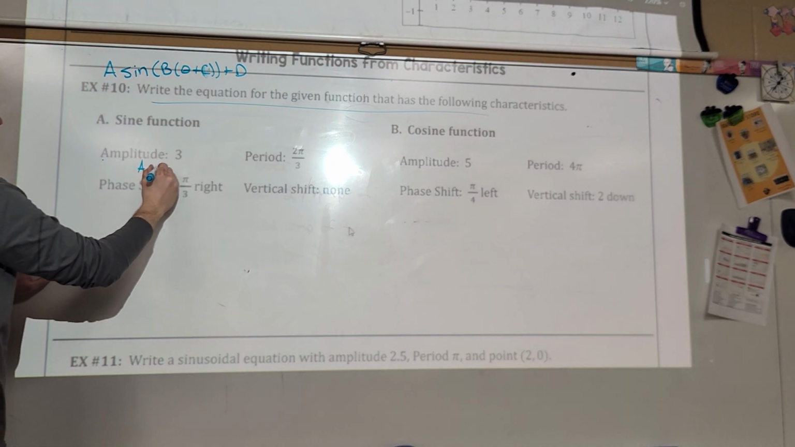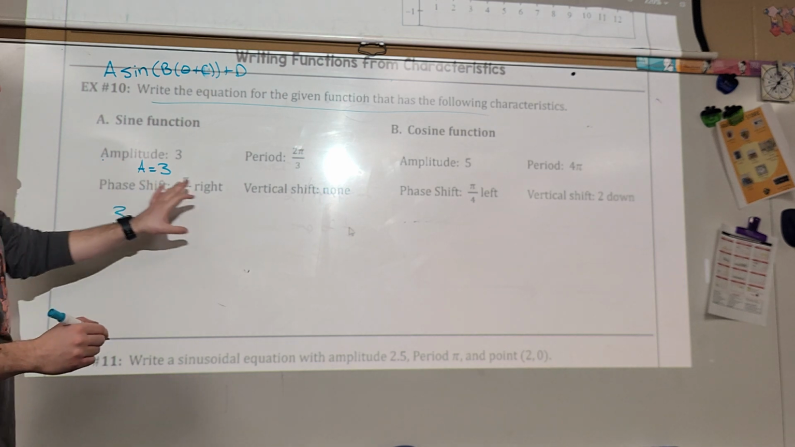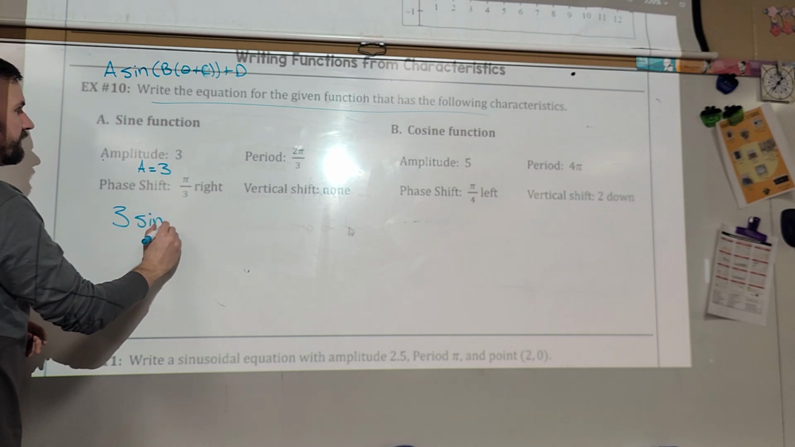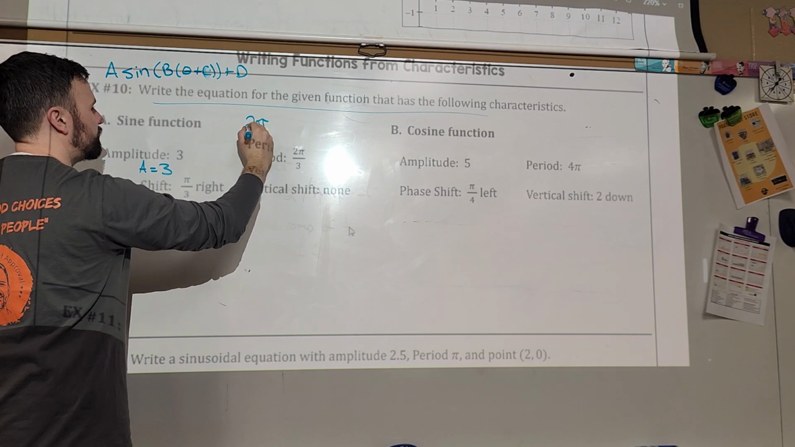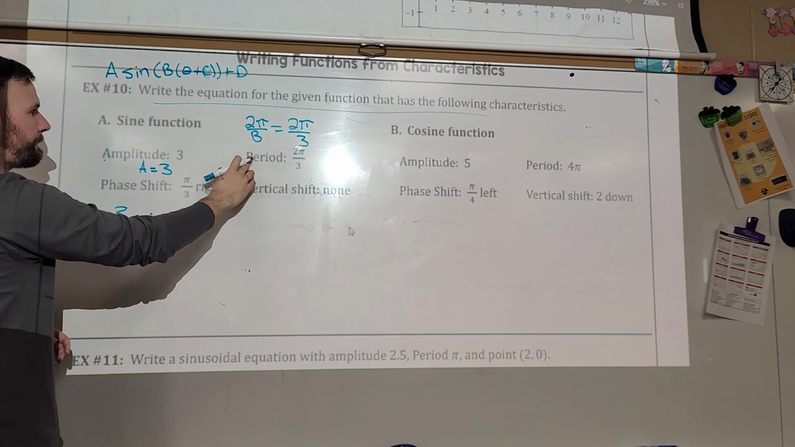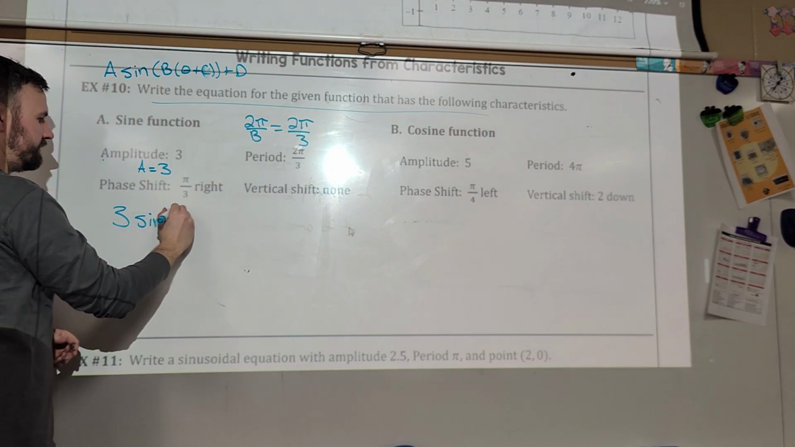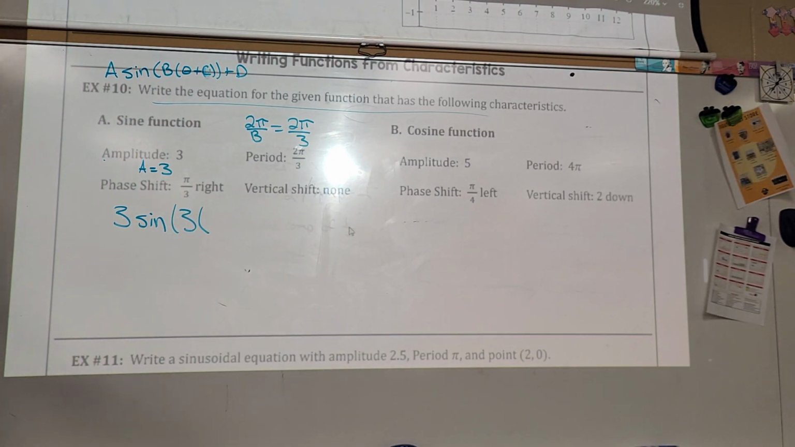That's my A. So it's going to be 3. There's no flips. It's going to be 3 times sine. What's my B going to be? How can I find B? Well, 2 pi over B equals 2 pi over 3. Right? Yep. So what's B going to be? 3. Could I cross multiply and solve? Of course. Do you need to on that one? No, don't be a goofy goose.